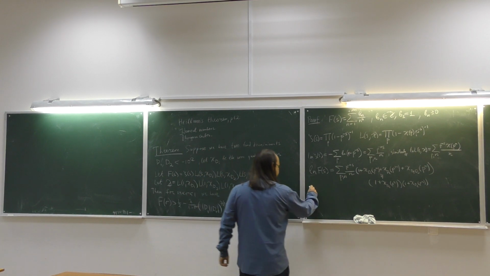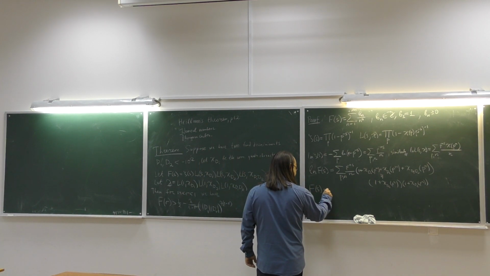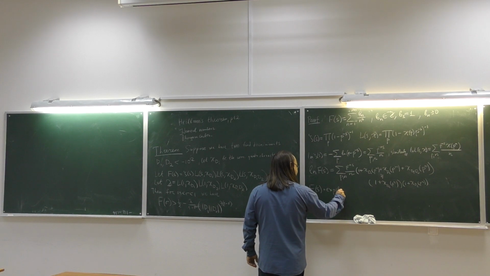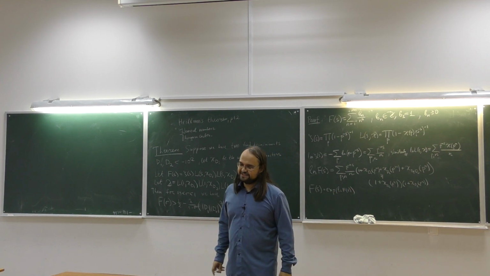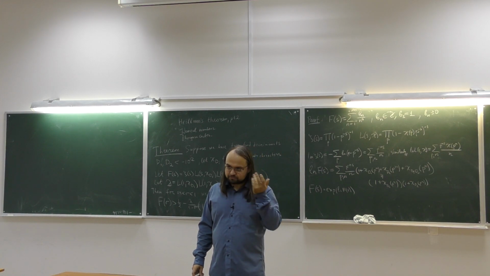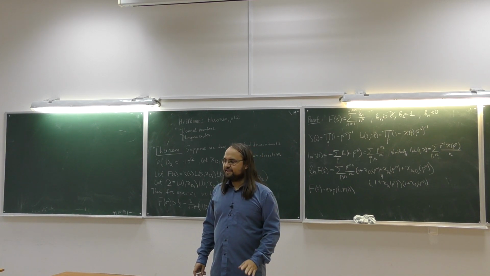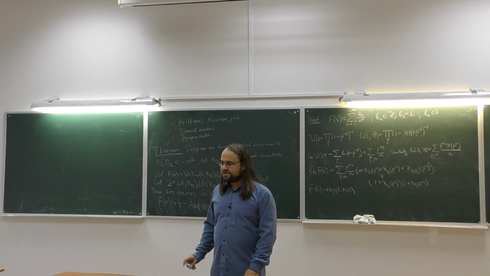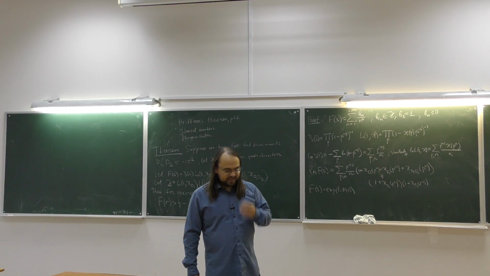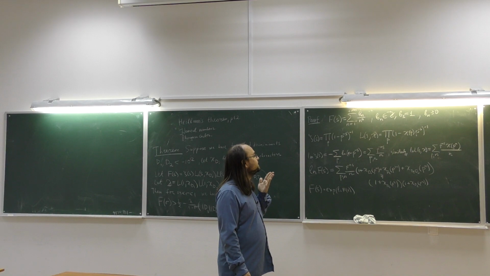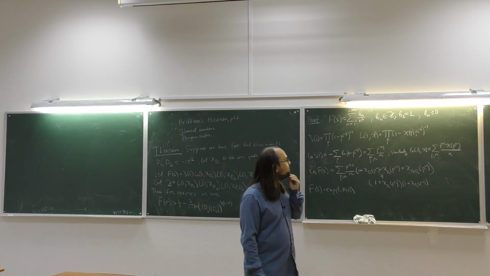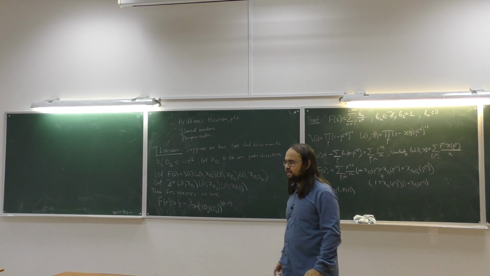On the other hand, f of s is, of course, equal to the exponent of the logarithm of f of s, and the exponent of a Dirichlet series with non-negative coefficients also has non-negative coefficients, which concludes the proof. Okay, so we noticed that we have non-negative coefficients. What can we derive from this fact?